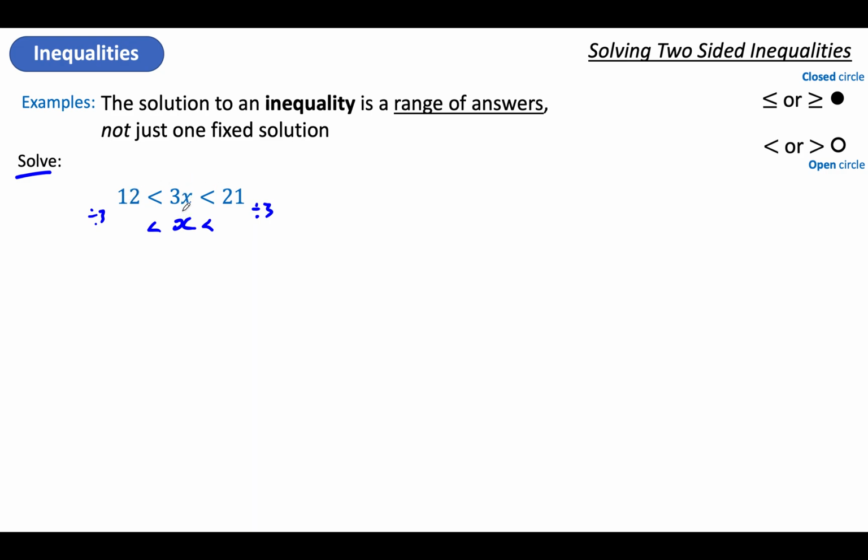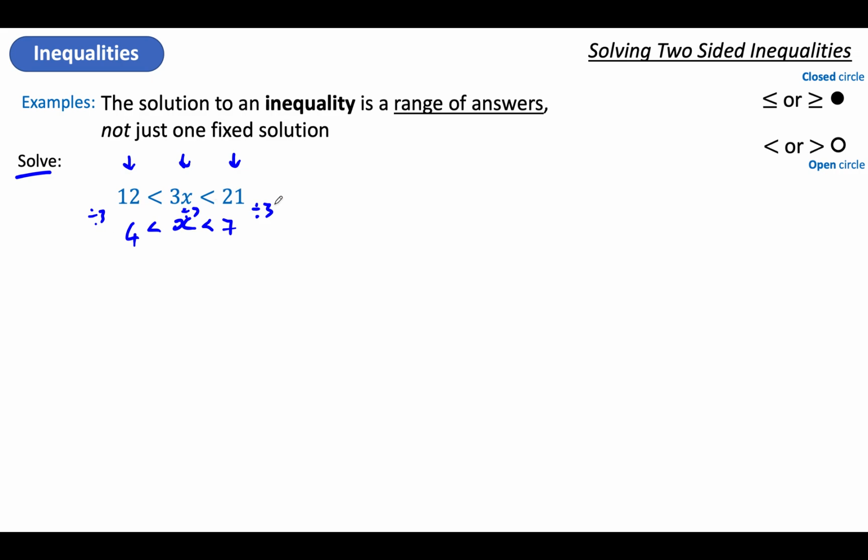Now, we've divided the middle by 3, and that just gets us 1x. 21 we divide by 3, and we get 7. And 12 we divide by 3 to get 4. You divide every section of our inequality. There's 3 sections there, one there, one in the middle, yes Murphy, and one over on the right hand side. 3 sections there, and you divide all of them by 3.